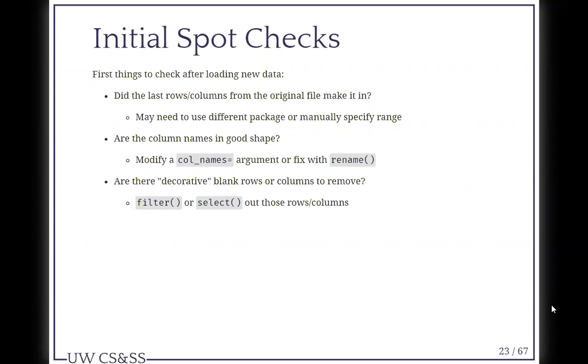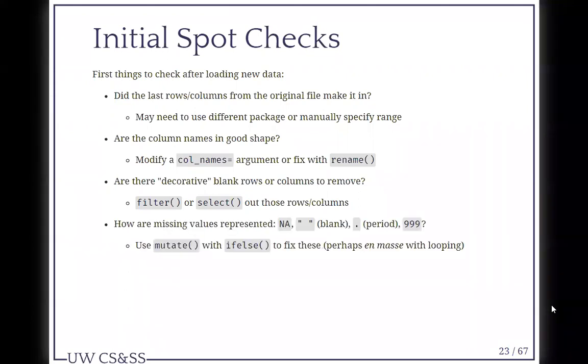Next, are there decorative or blank rows or columns to remove? This normally comes to you in an Excel spreadsheet where somebody has skipped the first 6 rows because it's easier for a human reader. But since I'm making the computer read it, we don't need those. This often can just be dealt with using filter and select.